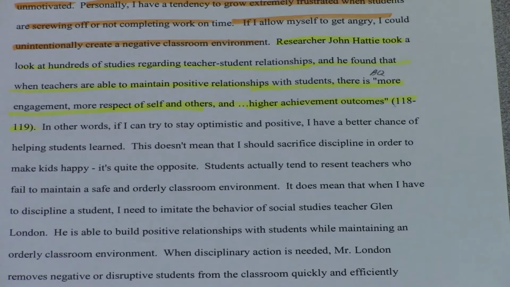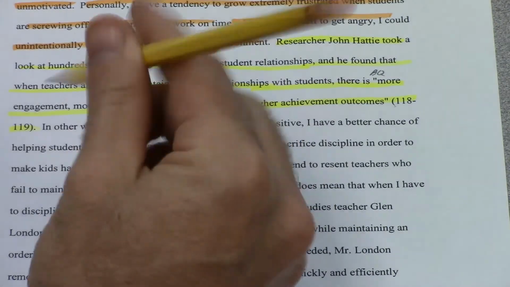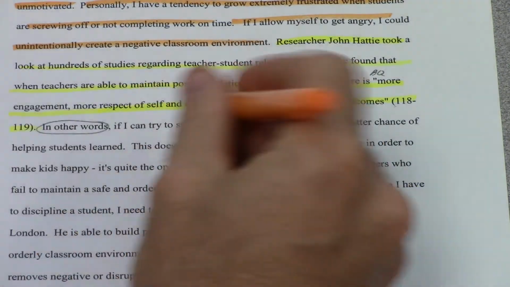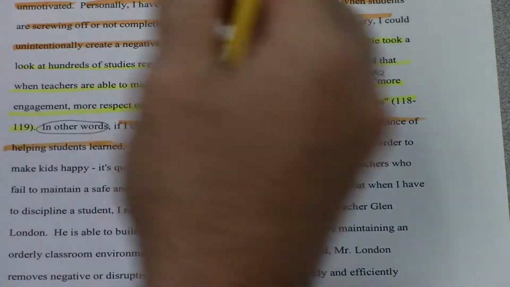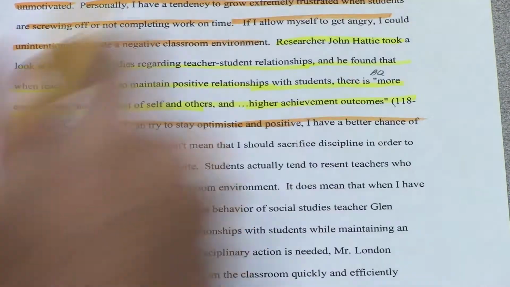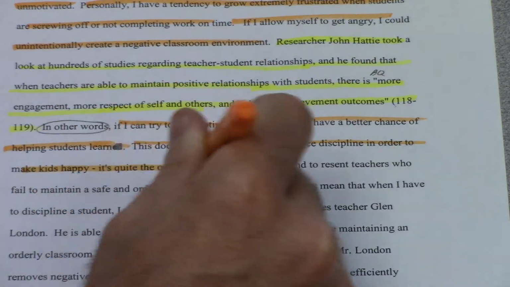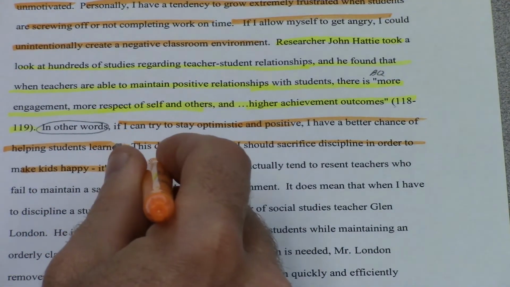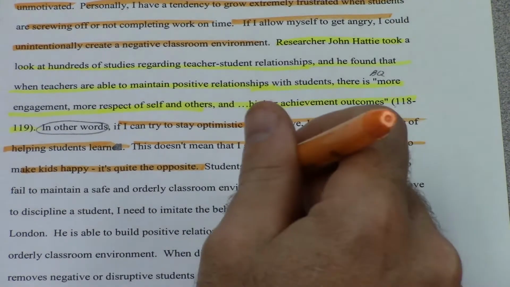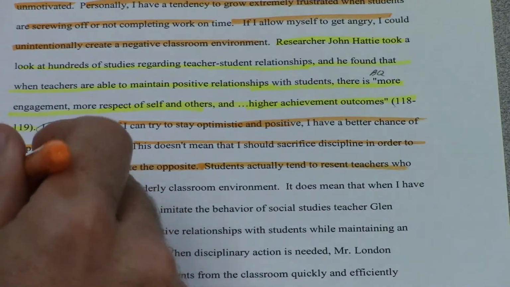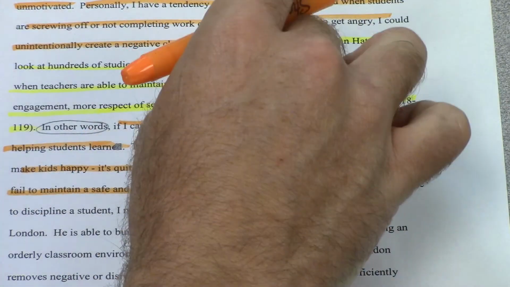Now I'm going to explain the quote and discuss how it applies to me. "In other words," this is a good transition when you're explaining a quote. "In other words, if I can try to stay optimistic and positive, I have a better chance of helping students learn." Oh, typo in here. "This doesn't mean that I should sacrifice discipline in order to make kids happy. It's quite the opposite." I used a dash to set off this little explanation. You can do that sometimes. That's a different sentence structure to use. "Students actually tend to resent teachers who fail to maintain a safe and orderly classroom environment." All right, so kind of explaining how this quote relates to me.